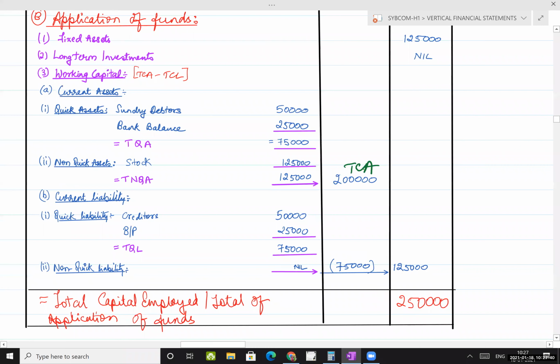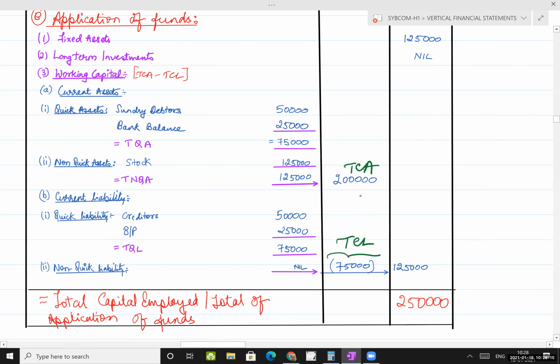Next, current liability. In that you have quick liability: creditors and bills payable. Creditors 50, bills payable 25, total makes it to 75. Non-quick, there is nothing, so take the total outside. Quick plus non-quick is my total current liability.